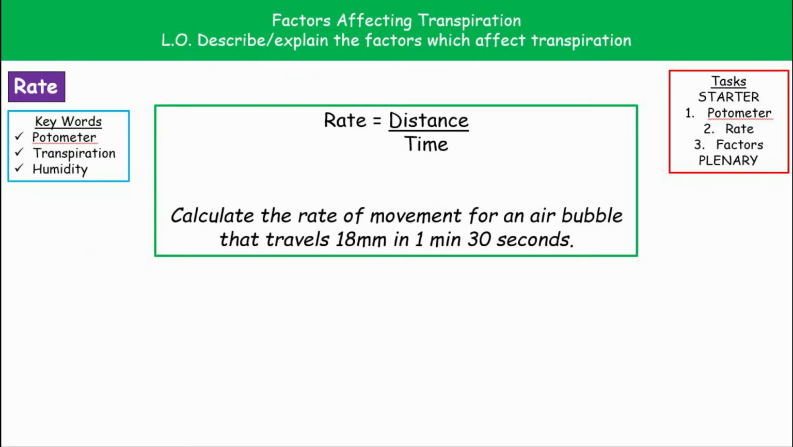Now, the really important thing here is in order to calculate the rate, it's the distance the bubble has moved divided by the time it took. So what we've got is an example of a calculation we could be asked to do. Calculate the rate of movement for an air bubble that travels 18 millimeters in 1 minute 30 seconds. So have a go at working that out in your books for me. I'll give you just about a minute to do that.